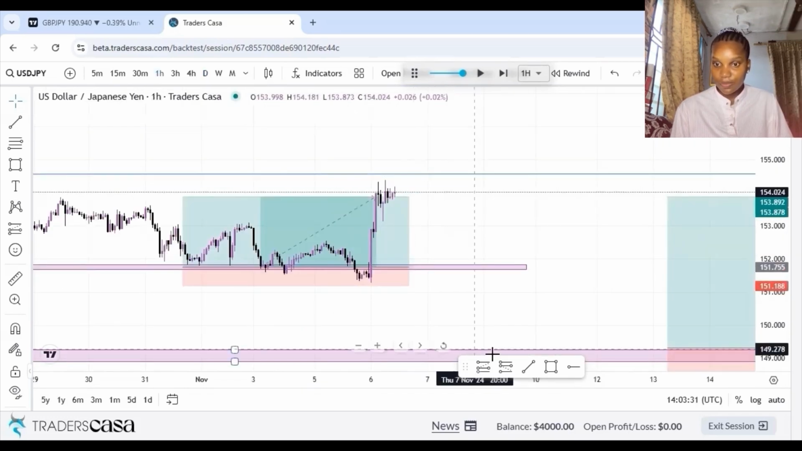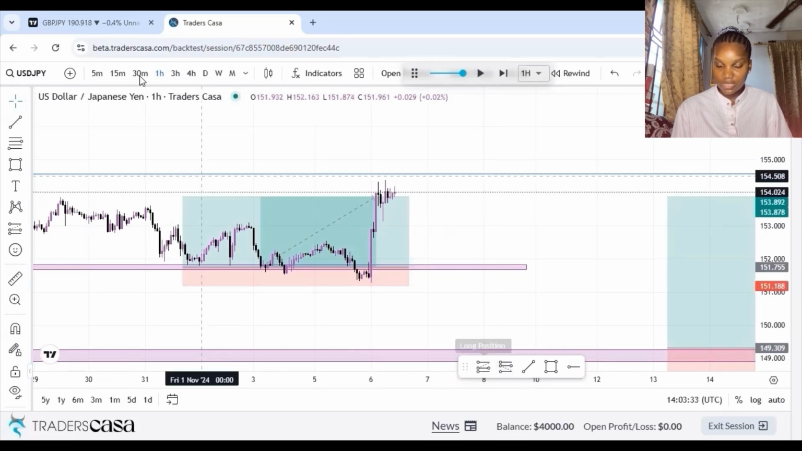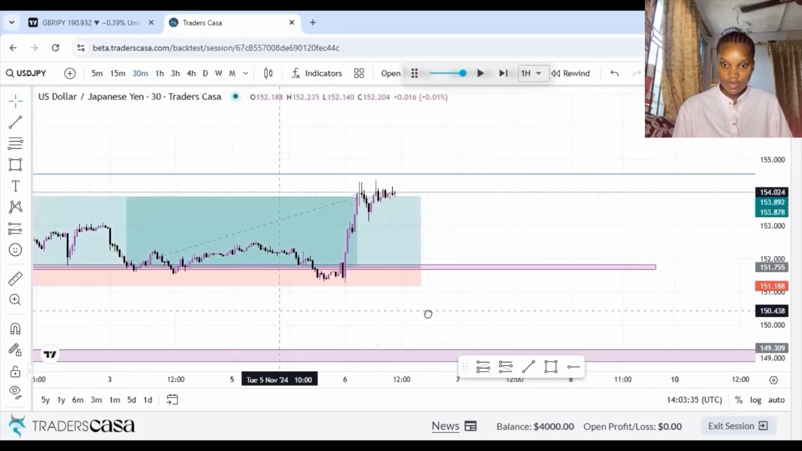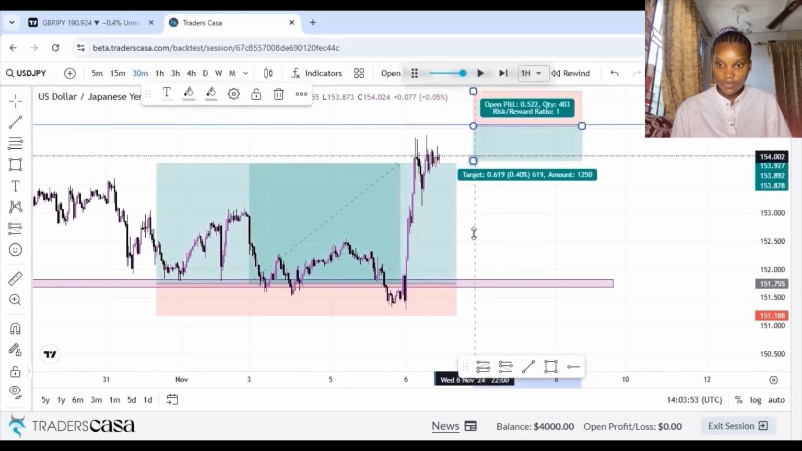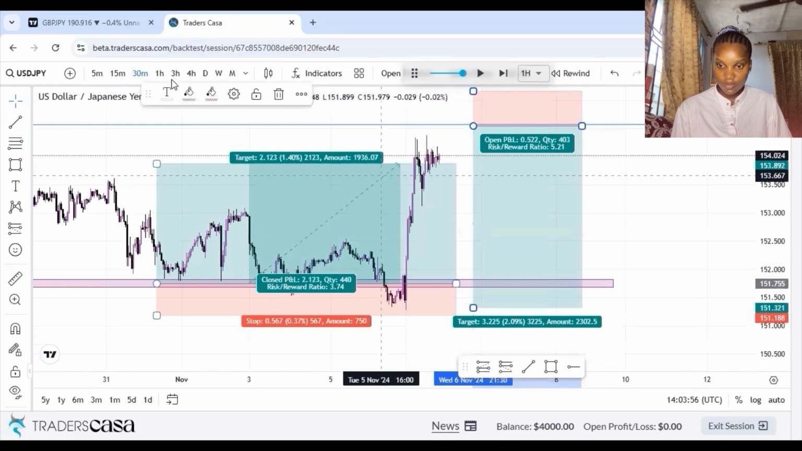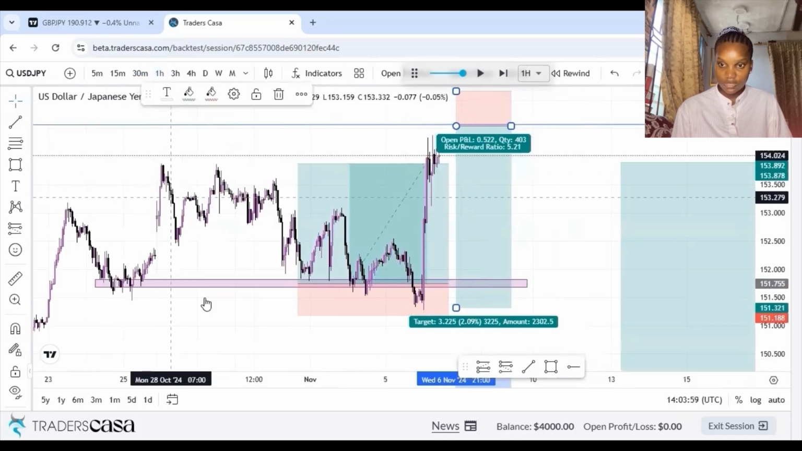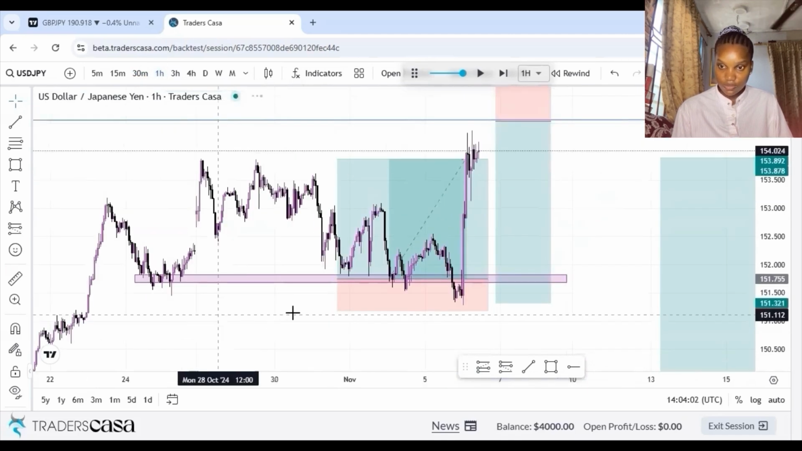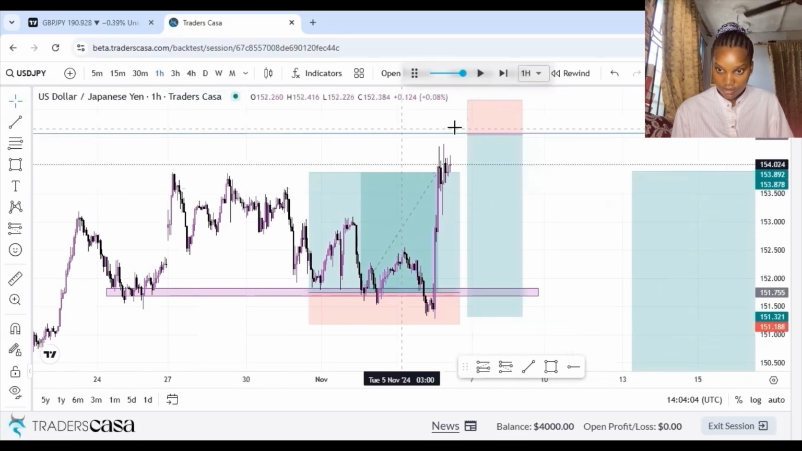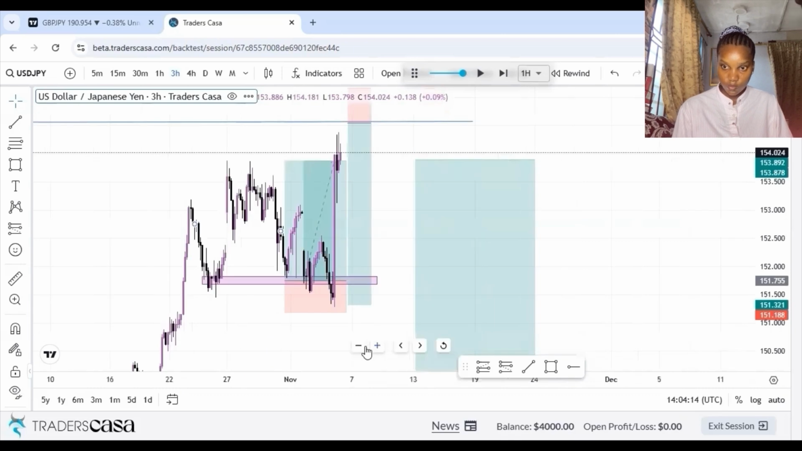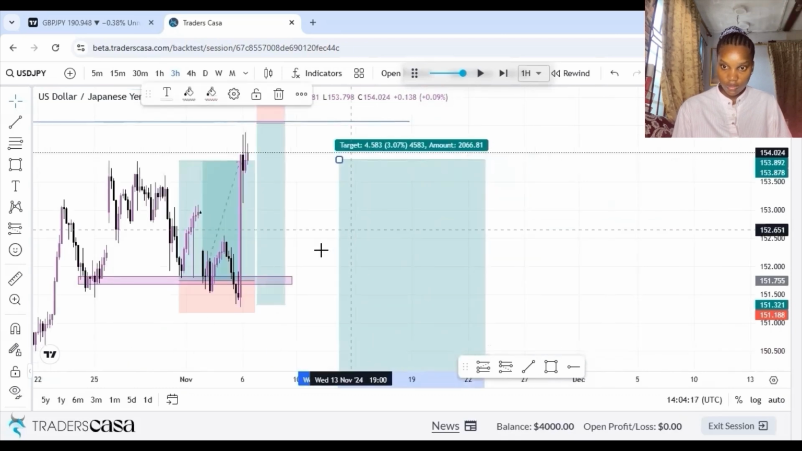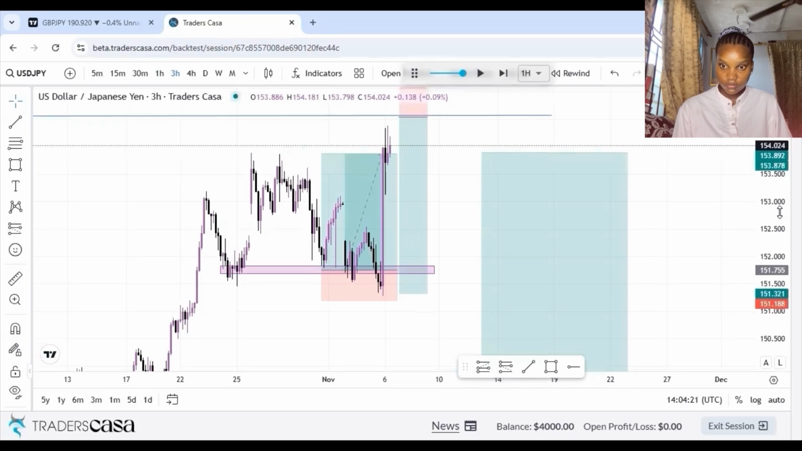So let me put my sell position here. Checking the other time frame. My short position here. But if price breaks this point ahead, I know that the trend has changed. The market will keep buying, price will keep buying. So let's see.